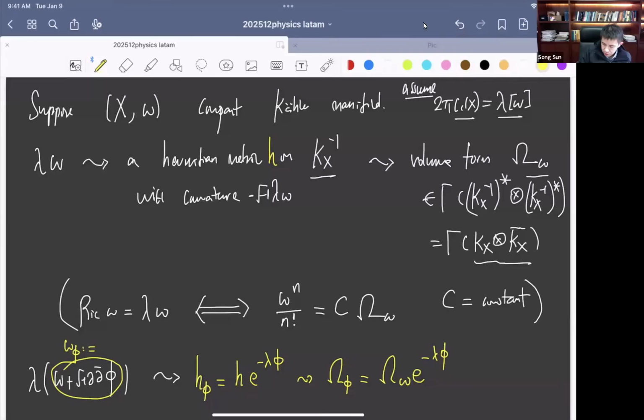Okay, so Ricci of omega_phi equals lambda omega_phi. The same thing will be: omega_phi to the nth power, you don't need to divide it, has a constant c times omega_phi, which is the same as c times capital Omega, c e to the negative lambda phi capital Omega.